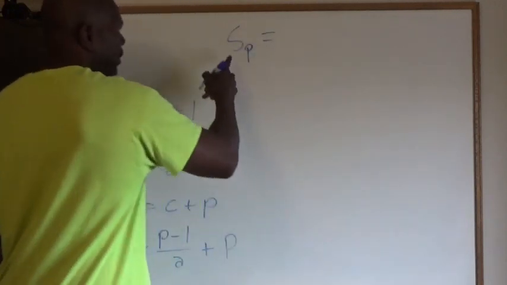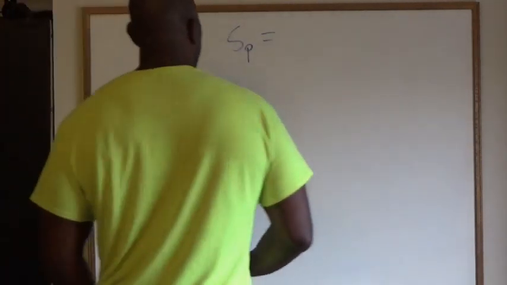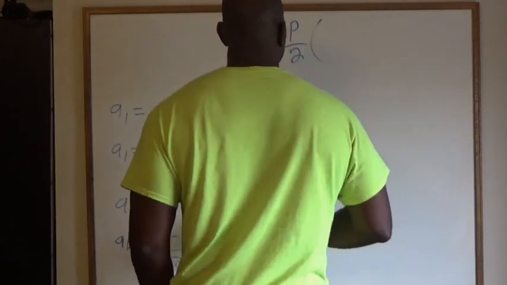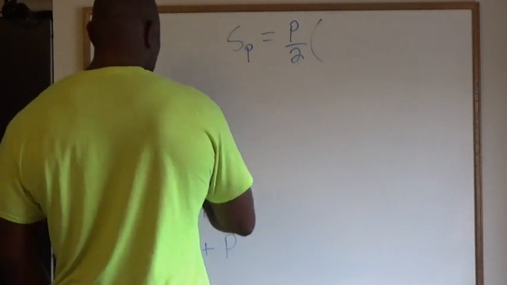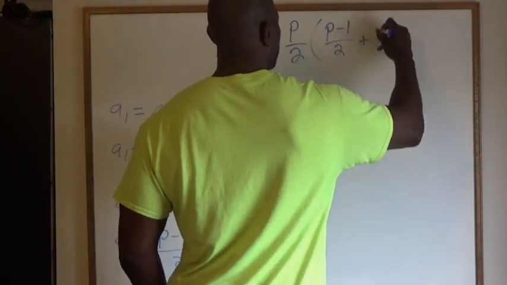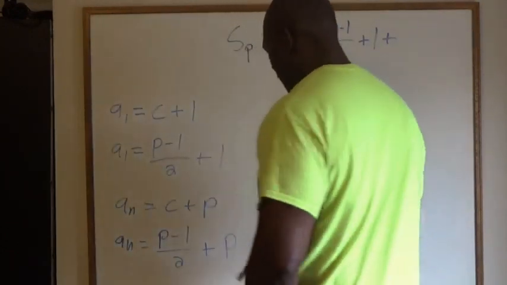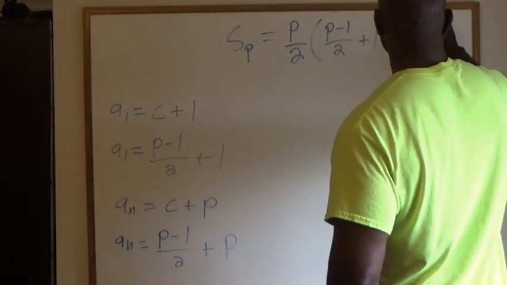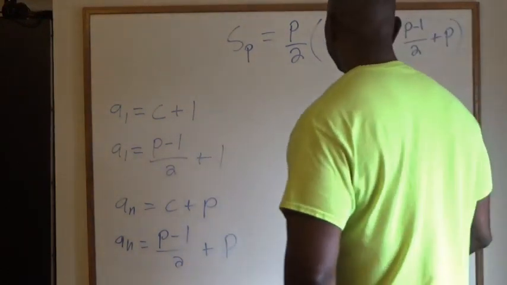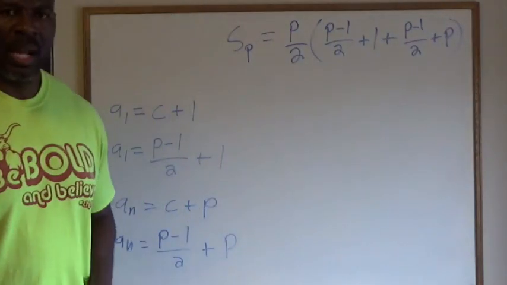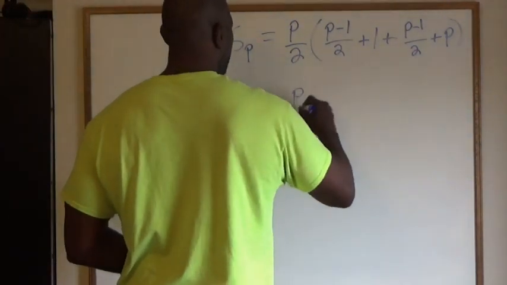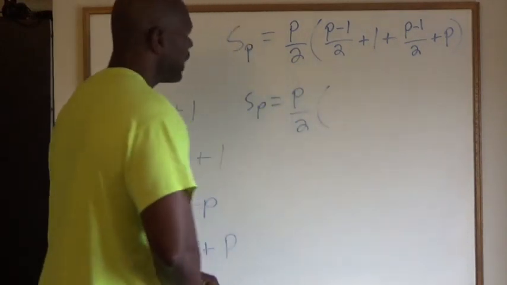So we'll call this partial sum SP, and it will be p over 2, and my a1 is (p minus 1) over 2 plus 1, and my an is (p minus 1) over 2 plus p. So now we just do our little algebra and see what happens. So let's see, p over 2. Okay, let's add this up.